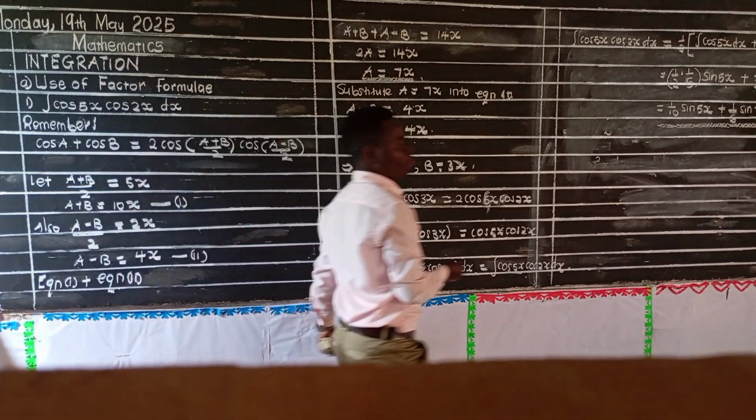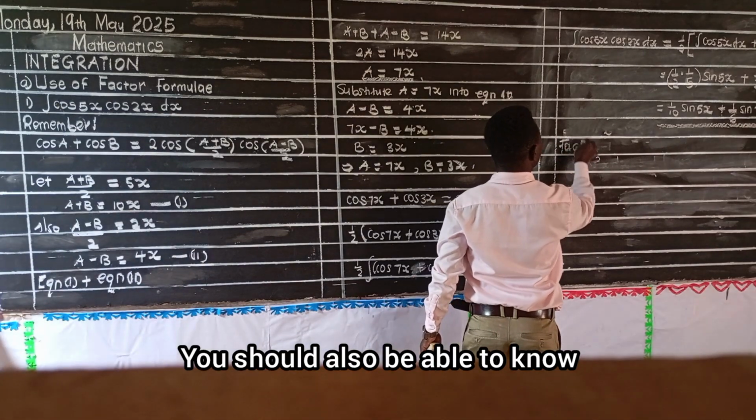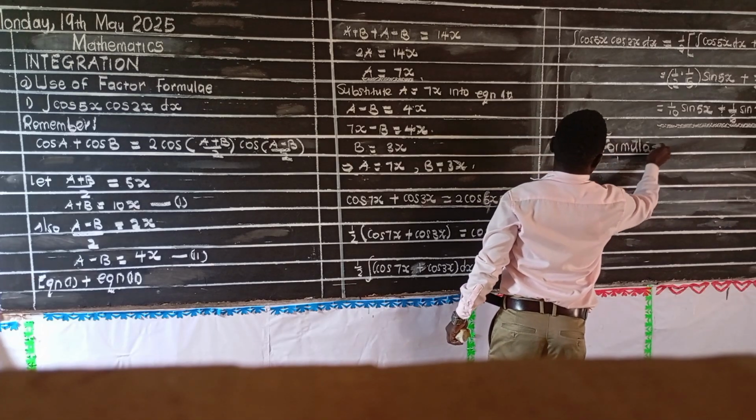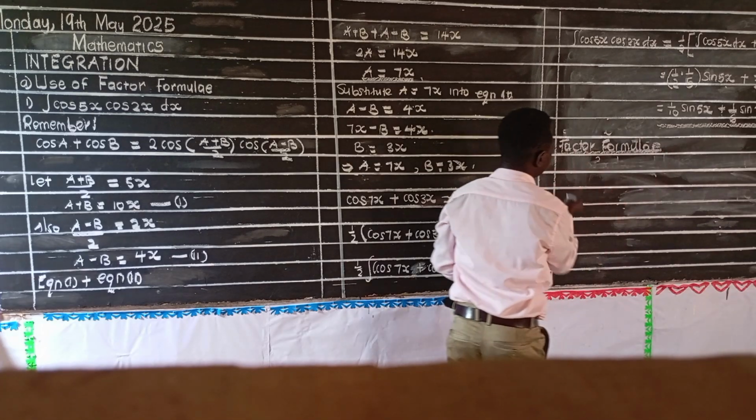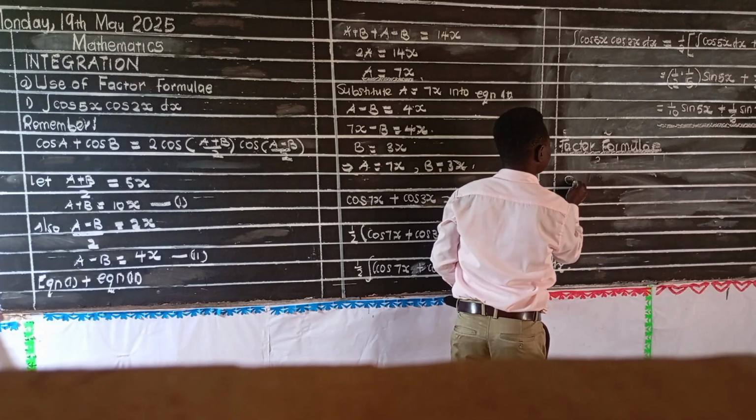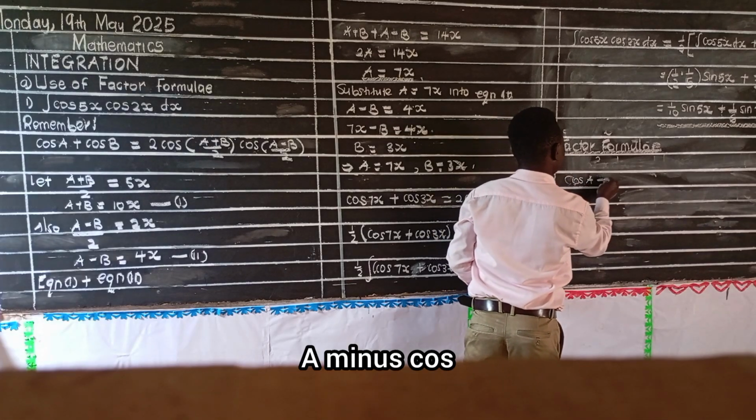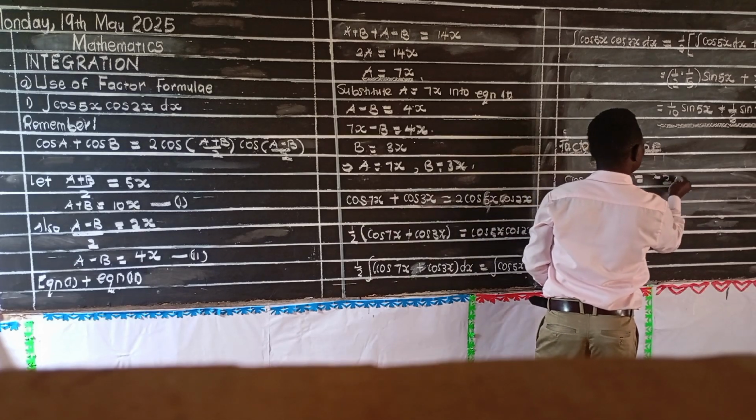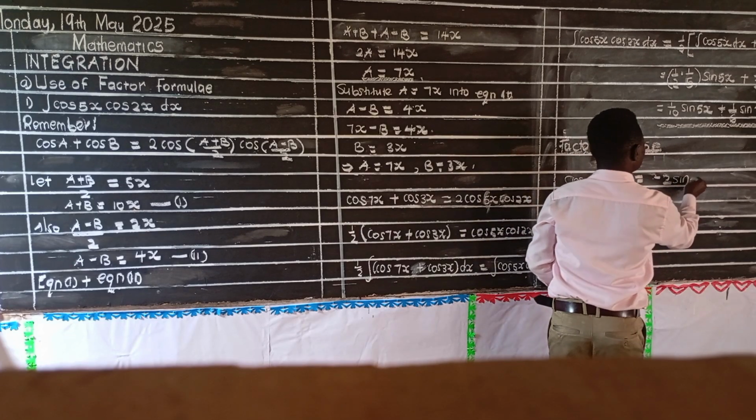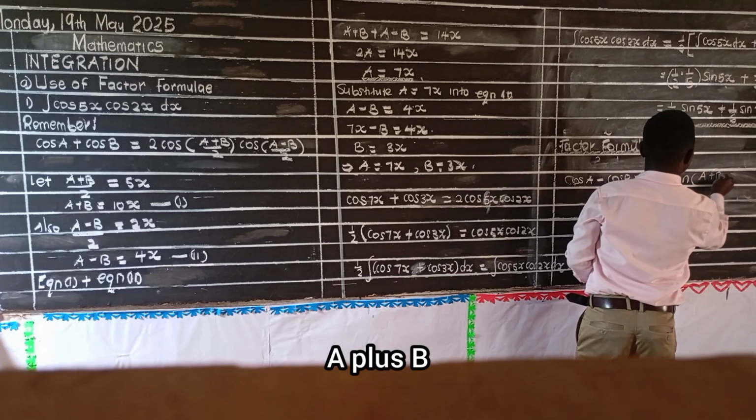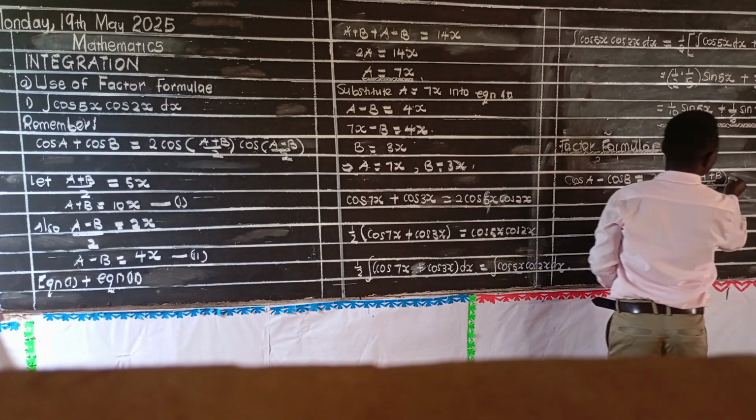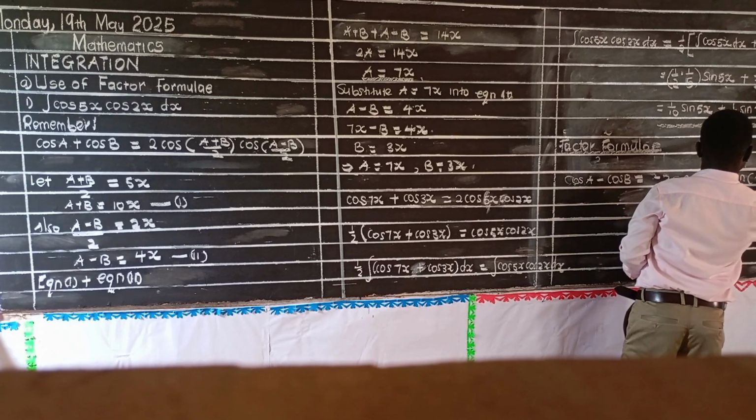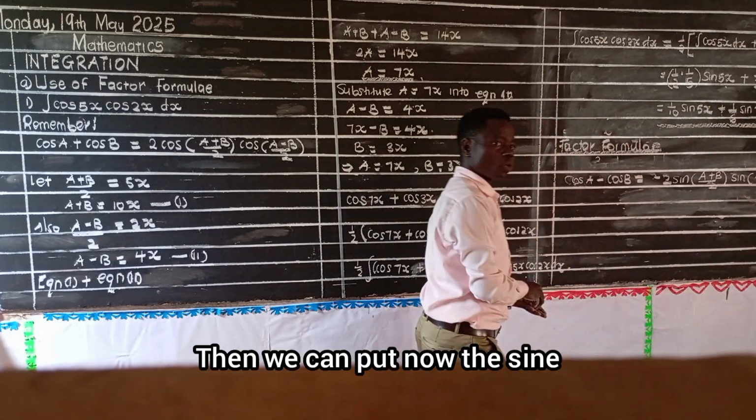What are the other factor formulas? We should also be able to know that cos A minus cos B gives us negative 2 sine of (A plus B) over 2 sine of (A minus B) over 2.